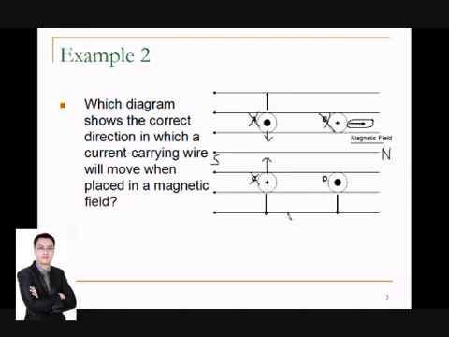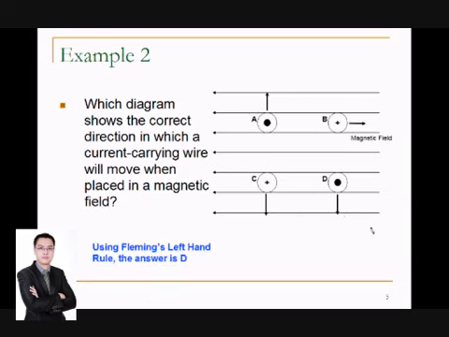As a result, you'll realize that D is the correct answer. If you use an FBI, you'll notice that the force is indeed pointing in the downward direction. So using Fleming's left-hand rule, the answer is D.